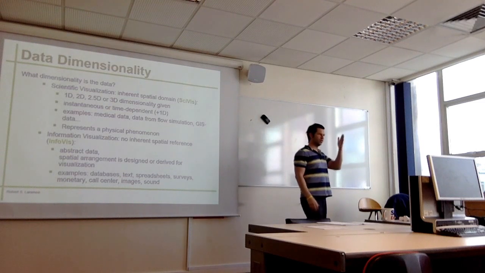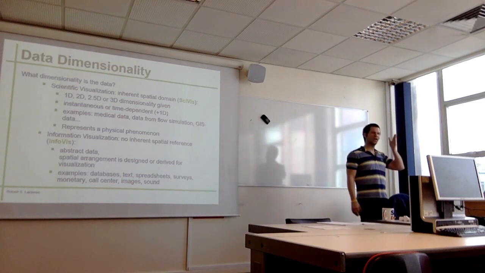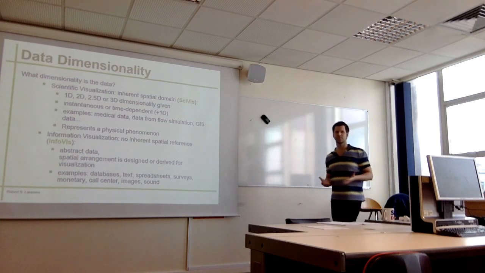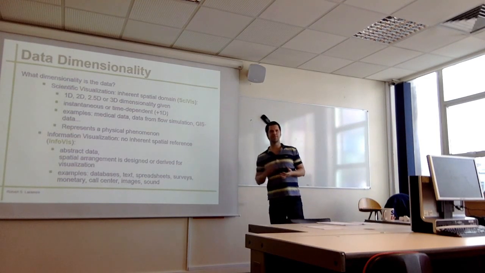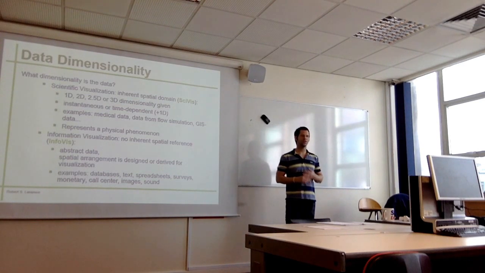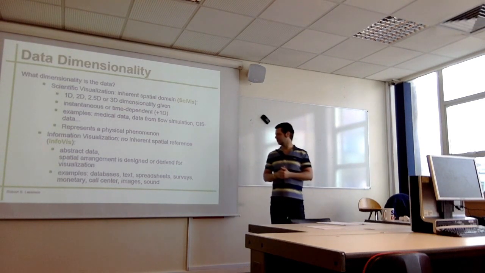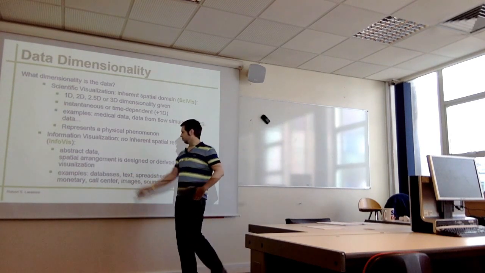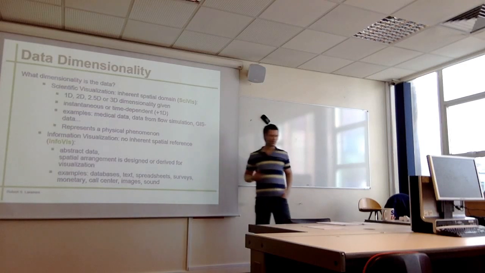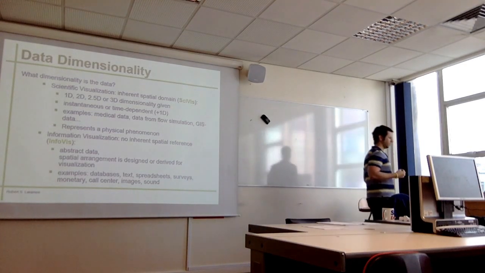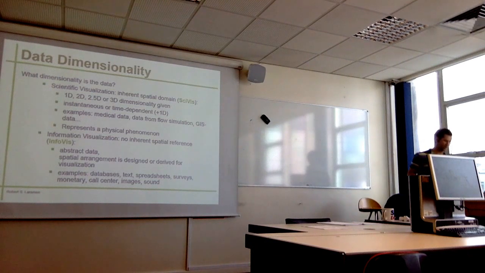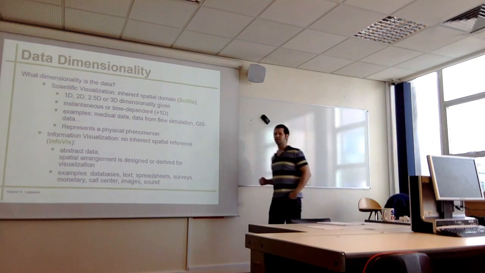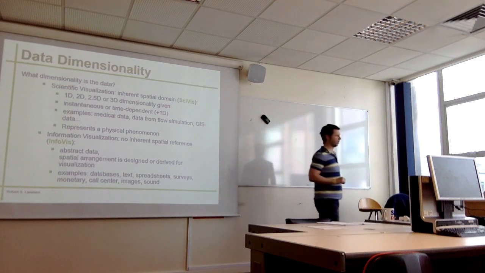We would say that each one of those columns is a dimension of the data. So every attribute there is a dimension. So I just described an 8-dimensional information data set, right? Examples include data often stored in databases or text or spreadsheets, survey data, financial data, call center data, and so on, right? So that's all abstract data.